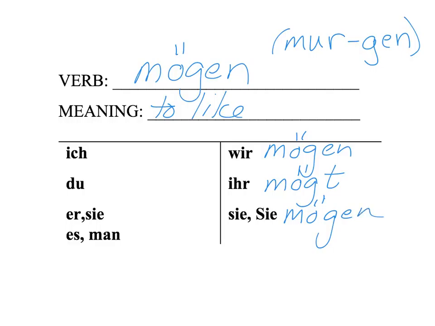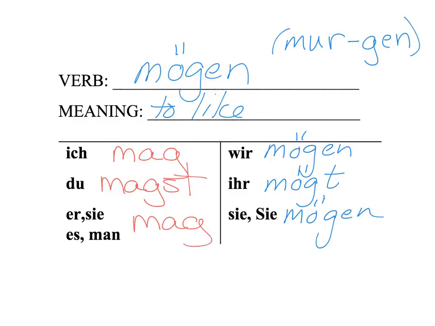Left side is really irregular. Try that one. Mag. Okay. What's du going to become? And er, sie, es, man? There you go. Okay, so those are the original 6 modal verbs.